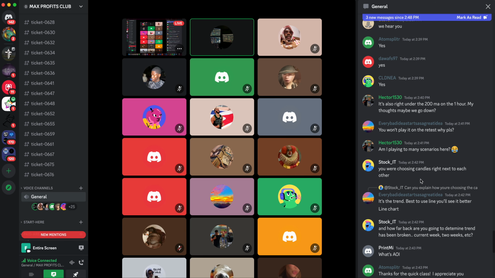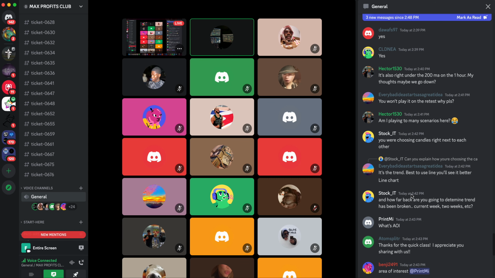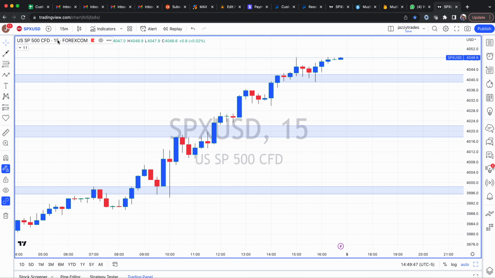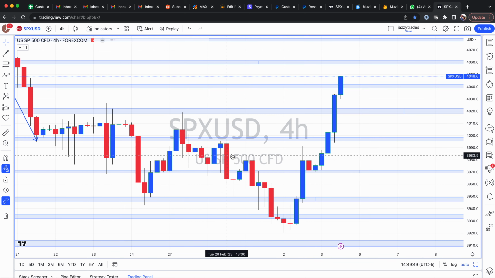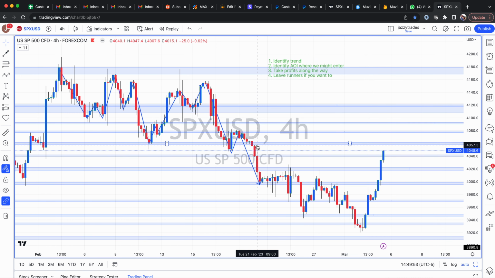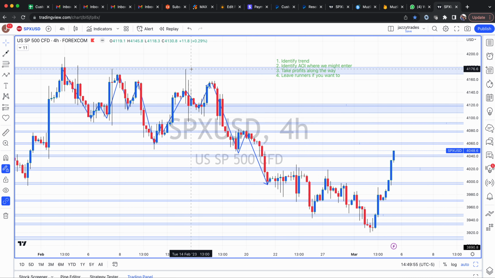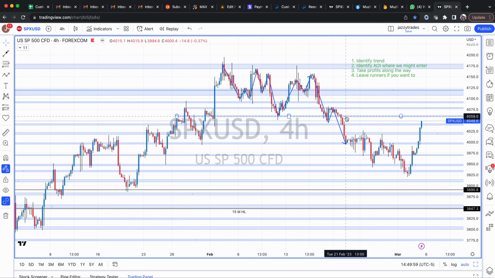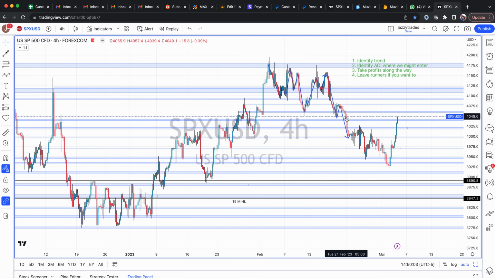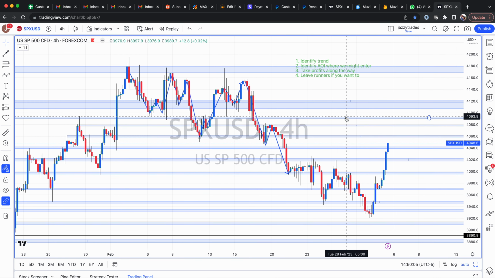Okay. You were choosing candles. It's the trend. How far back are you going to go to determine the trend has been broken currently? Just on the 4 hour, just a couple of weeks. So the idea is, the guy I learned it from, he taught me that you should be able to see all the candles. As soon as you see this is a sub-carry.